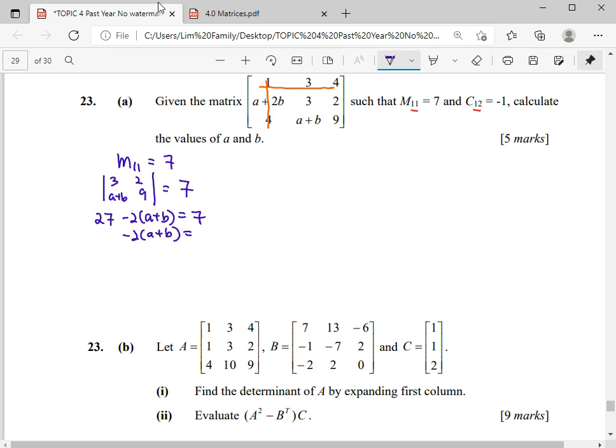I will move 27 to the right hand side, and then move the negative 2 to the right hand side, which becomes divide by negative 2, giving 10. So that will be our first information.